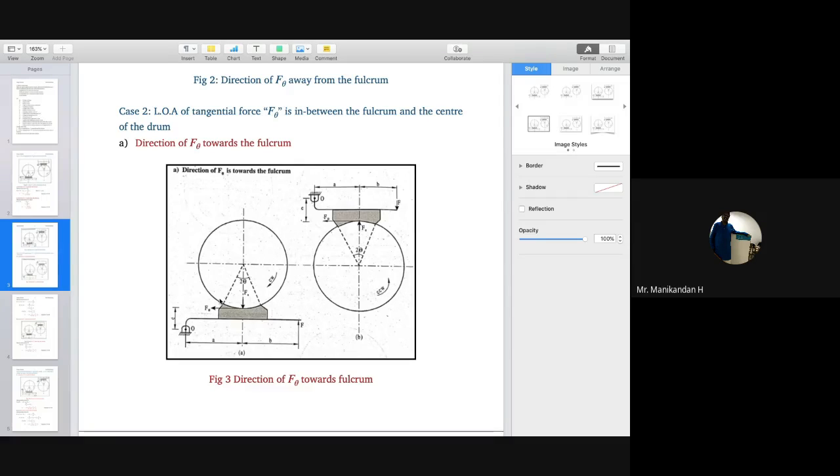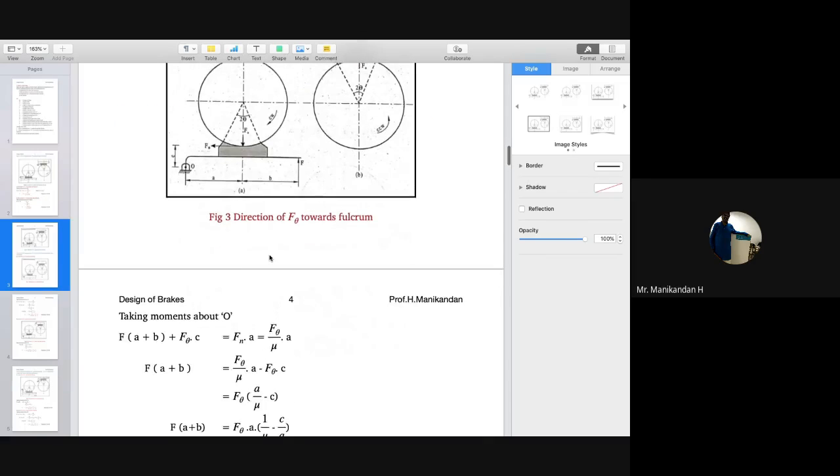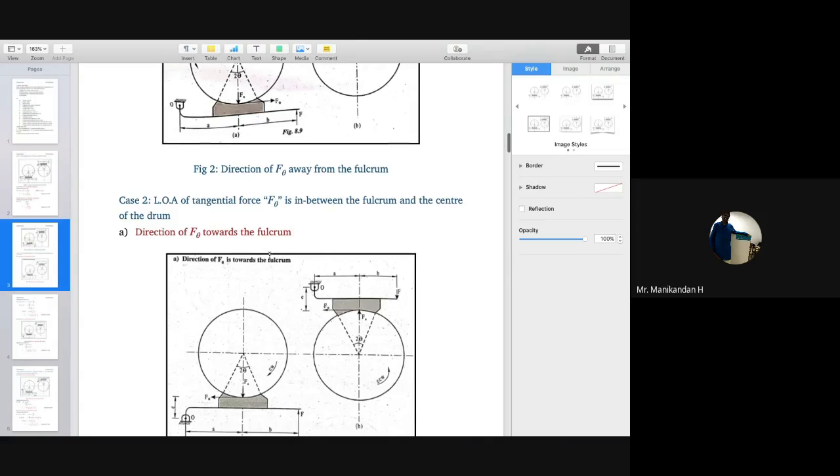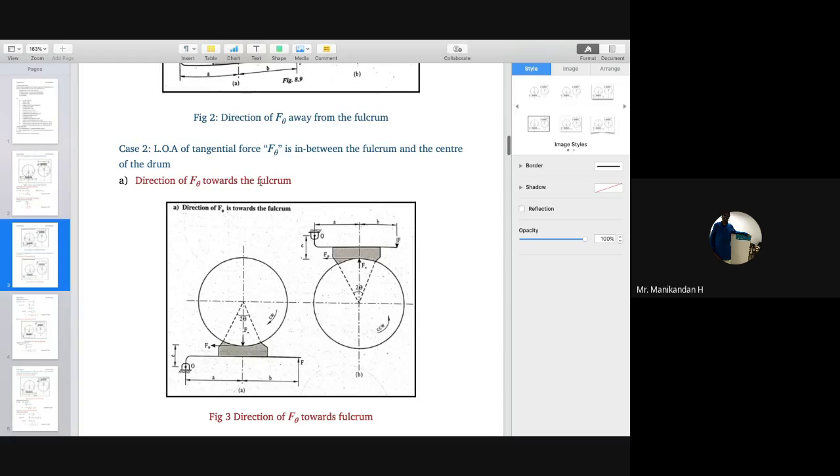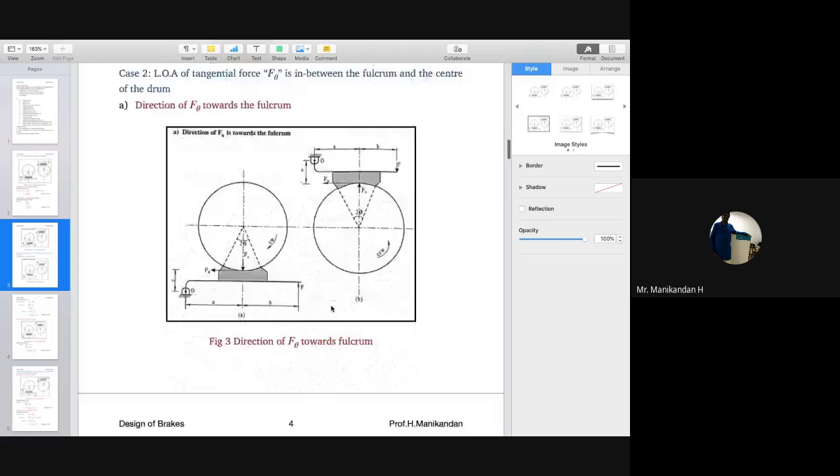That is why in this figure you can see the vertical distance C, which is the distance between the tangential force and the fulcrum pin. Now here also we have two cases. The direction of F theta is towards the fulcrum, in either figure, clockwise or counterclockwise.